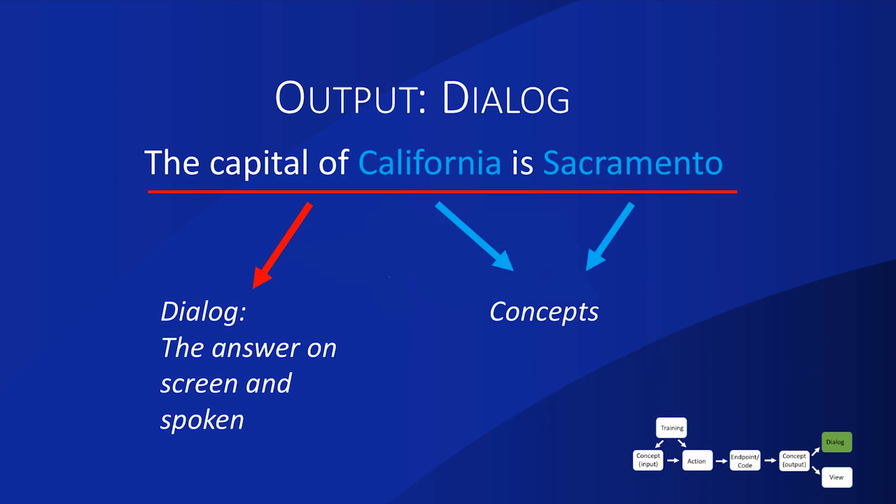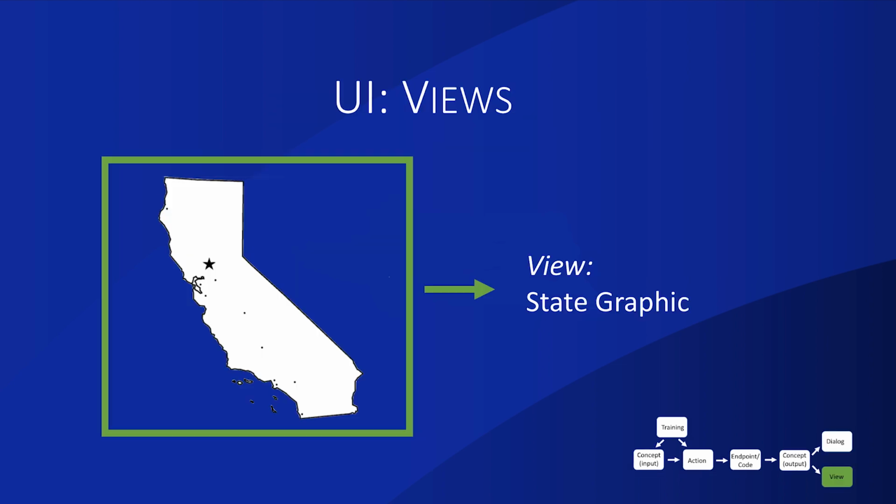So the output, like I said, is called a dialogue. The capital of California is Sacramento. That's our output dialogue. And you notice there's two concepts in there. One, California, so that was that input state concept. And two, Sacramento, and that was that output capital concept. And then we need to have a UI, views, and our view is really simple. It's just a simple image that's a state outline graphic there.